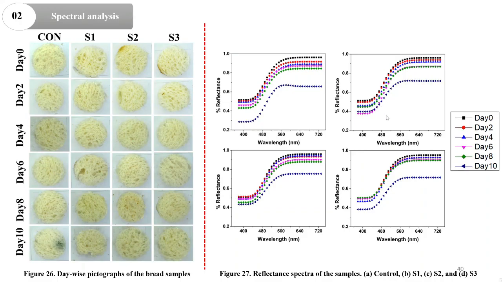Then B is due to S1, C is due to S2, and D is due to S3, and these are the days. In all of these, as the days are progressing, there are certain changes in the color parameters.